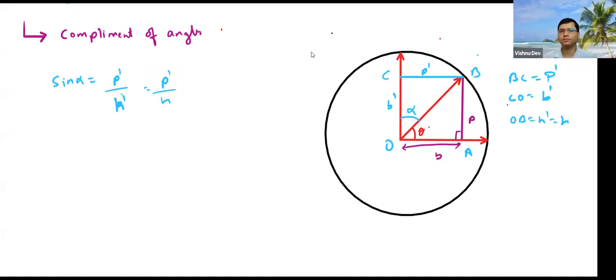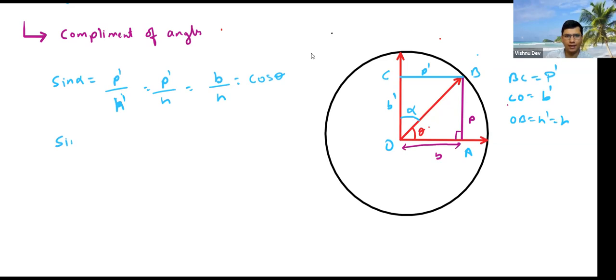Okay. Now, don't you think, sir, P dash is actually equal to B? P dash is actually equal to B, right? Same only. Yes or no? So it is actually equal to B by H. And what is B by H? For this triangle, BOA, B by H is equal to what? Cos theta. Yes, cos theta. Yes or no? Easy enough.